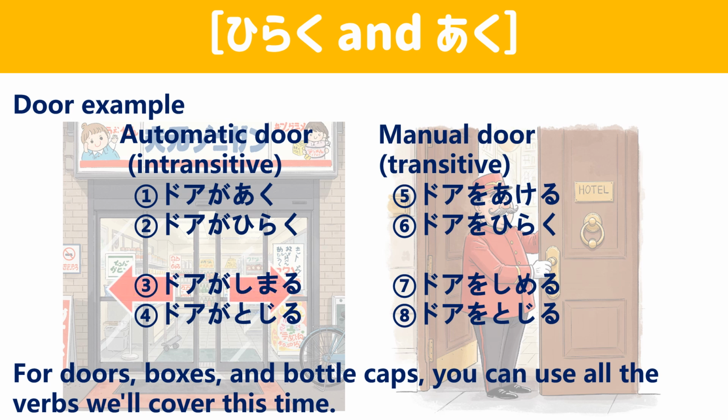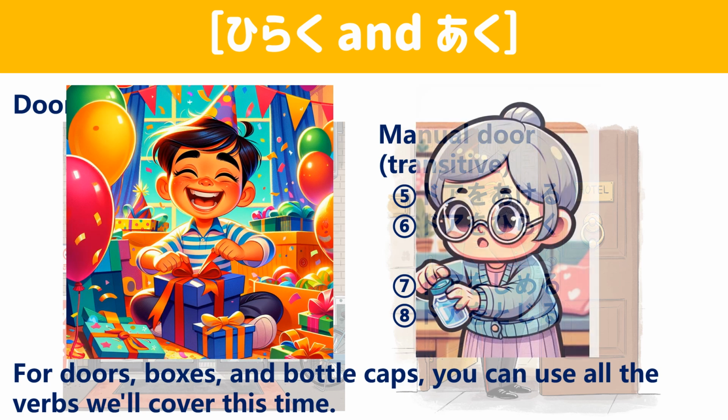Door example. Automatic door. Intransitive. 1 and 2 are same meaning. The door opens. 3 and 4 are same meaning. The door closes. Manual door. Transitive. 5 and 6 are same meaning. To open the door. 7 and 8 are same meaning. To close the door. For doors, boxes, and bottle caps, you can use all the verbs we'll cover this time.